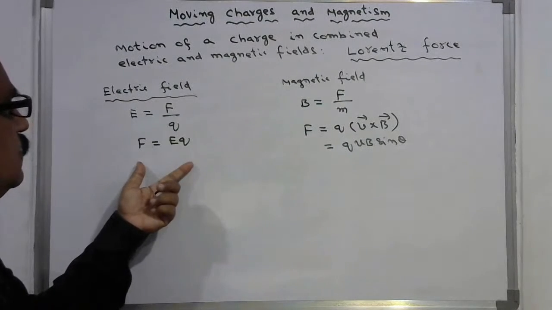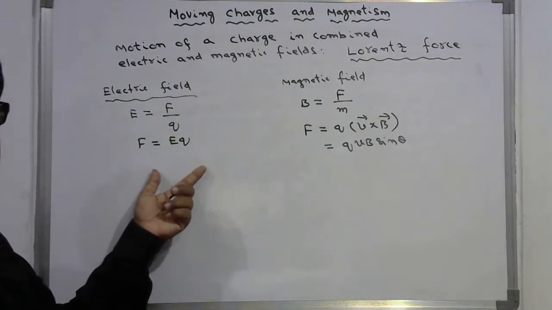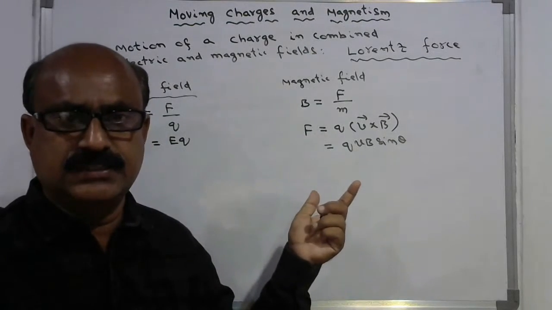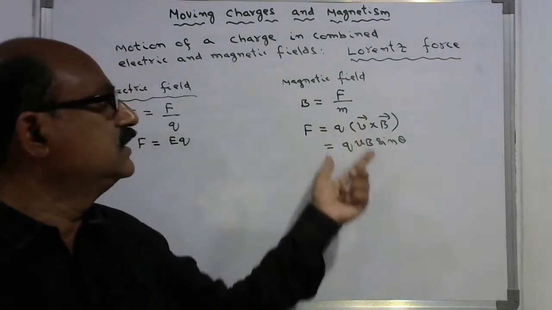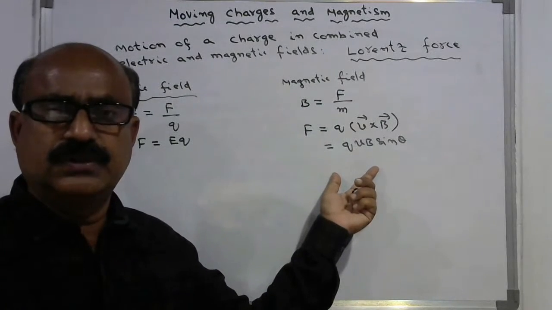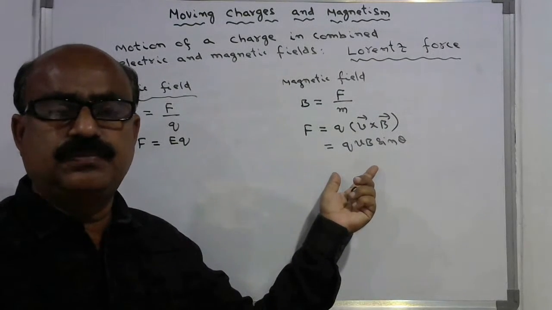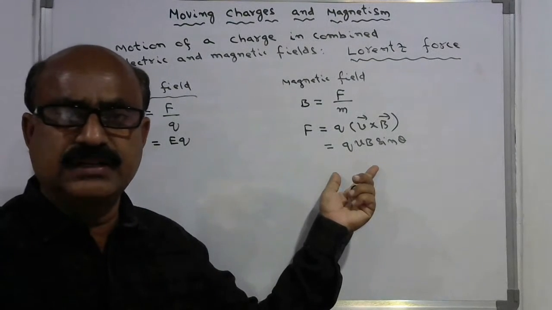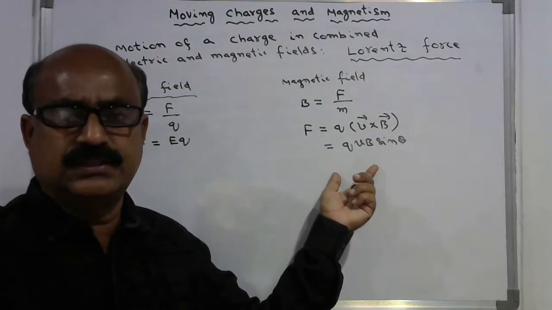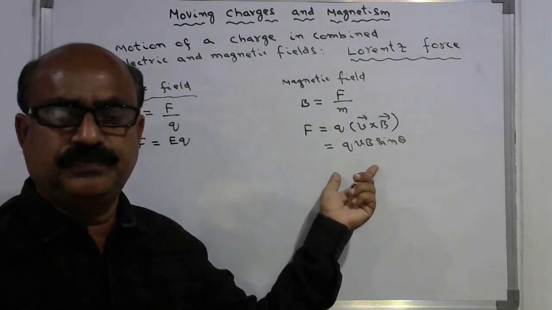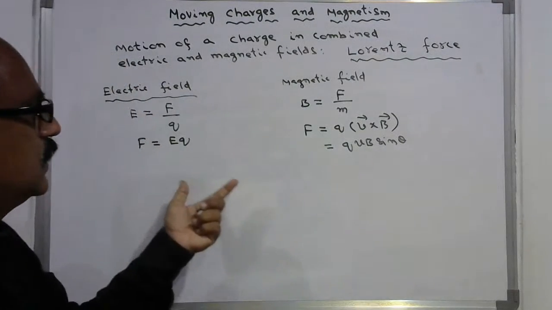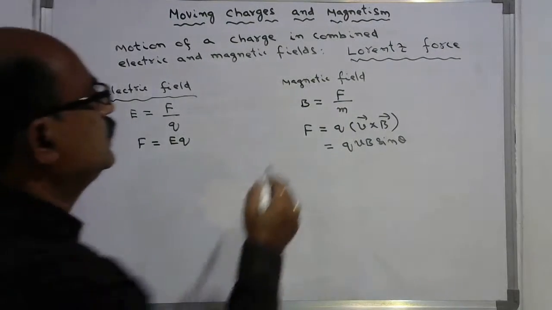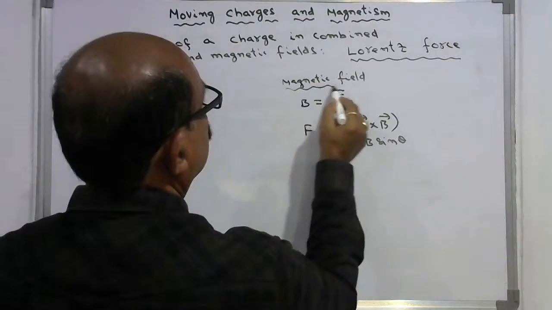And in electricity, an isolated charge can exist, whereas in magnetism, an isolated pole is not possible to exist. So magnetic poles always exist in pairs, north and south. Now this is the major difference between the electric field and magnetic field.